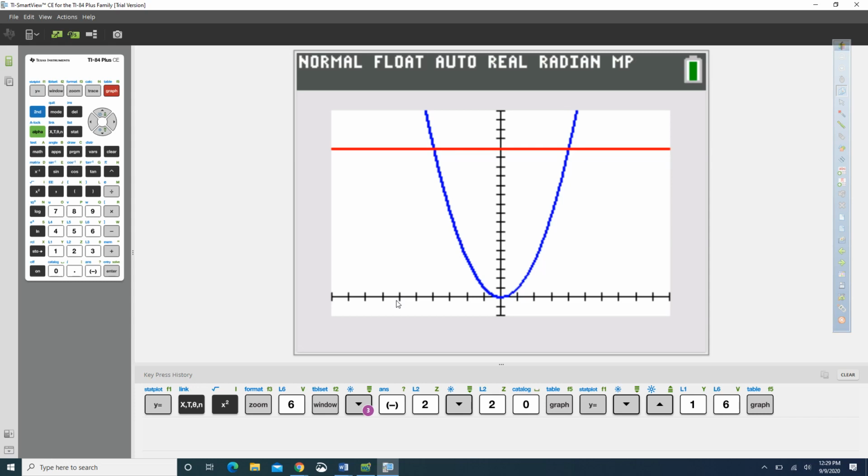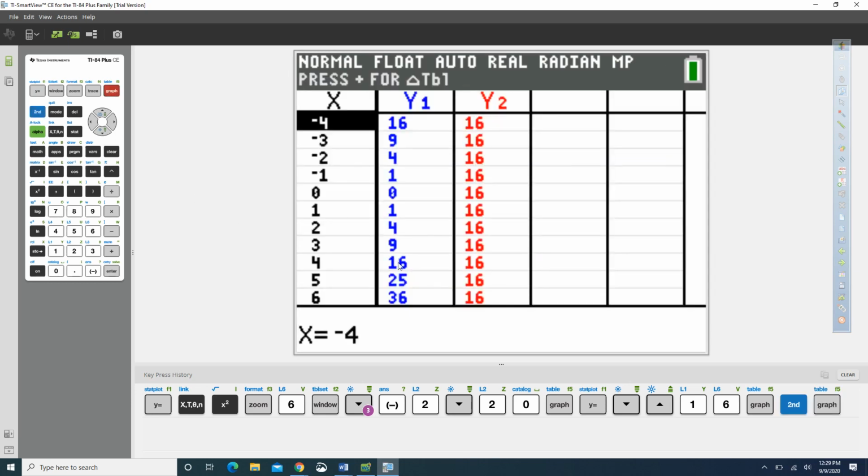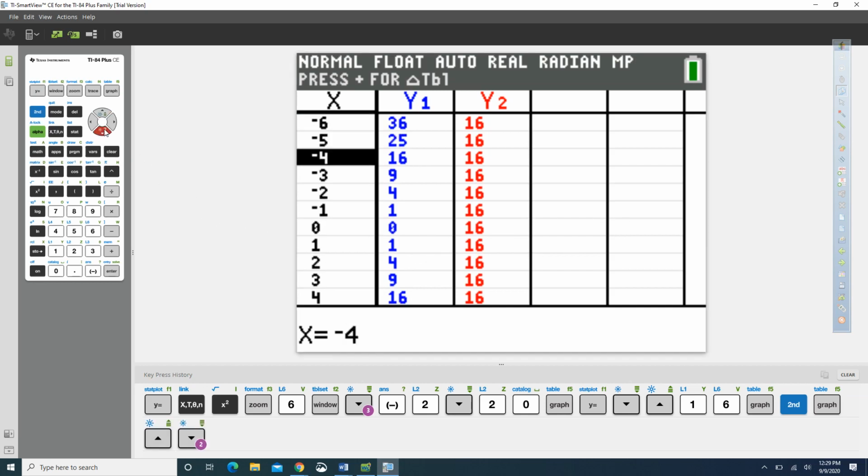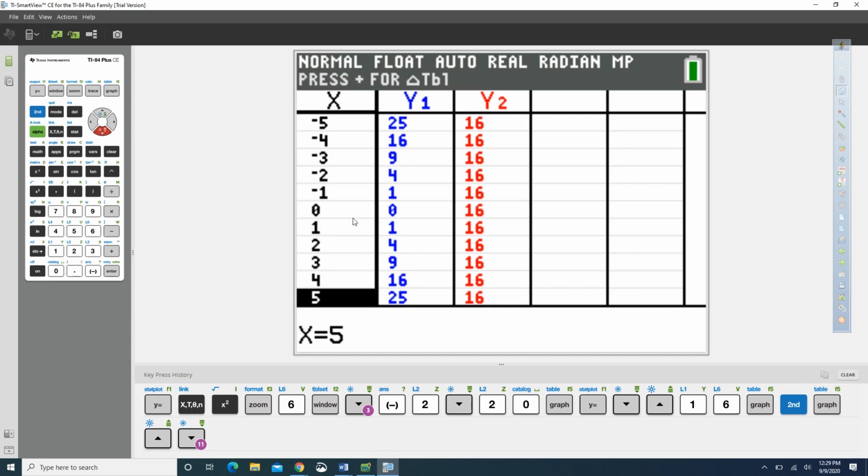Well, then we need to translate that over to our paper. So how are we going to do that? Well, let's hit second graph. And that gives me a whole table of values, right? A whole table of values or points that we can graph. So there we go: 0, 0, 1, 1, 2, 4, 3, 9, 4, 16, 5, 25.